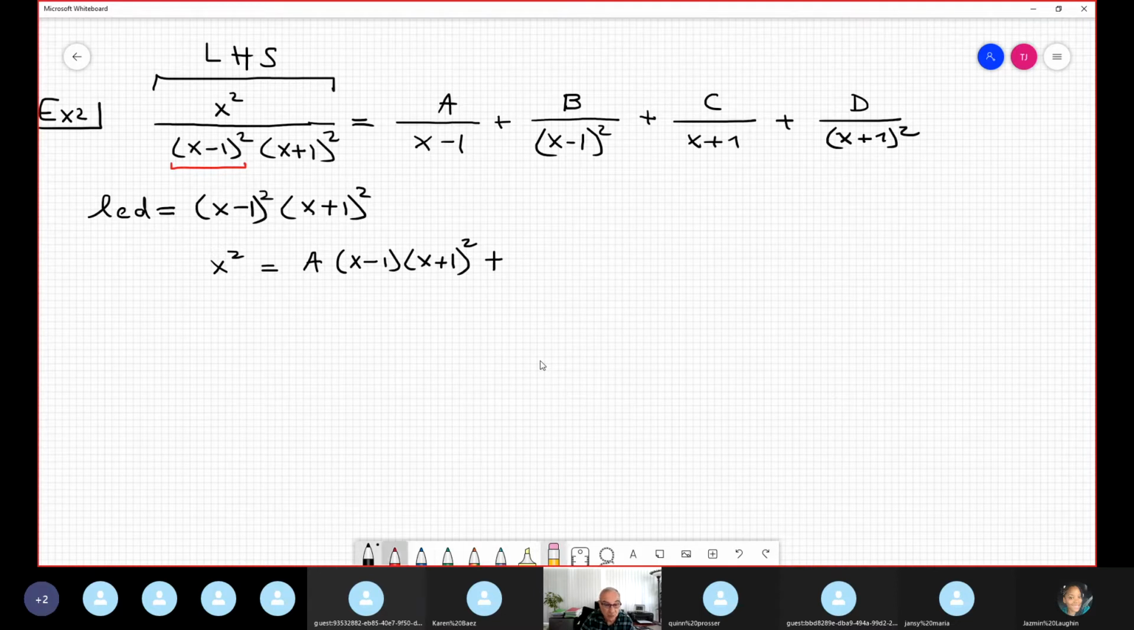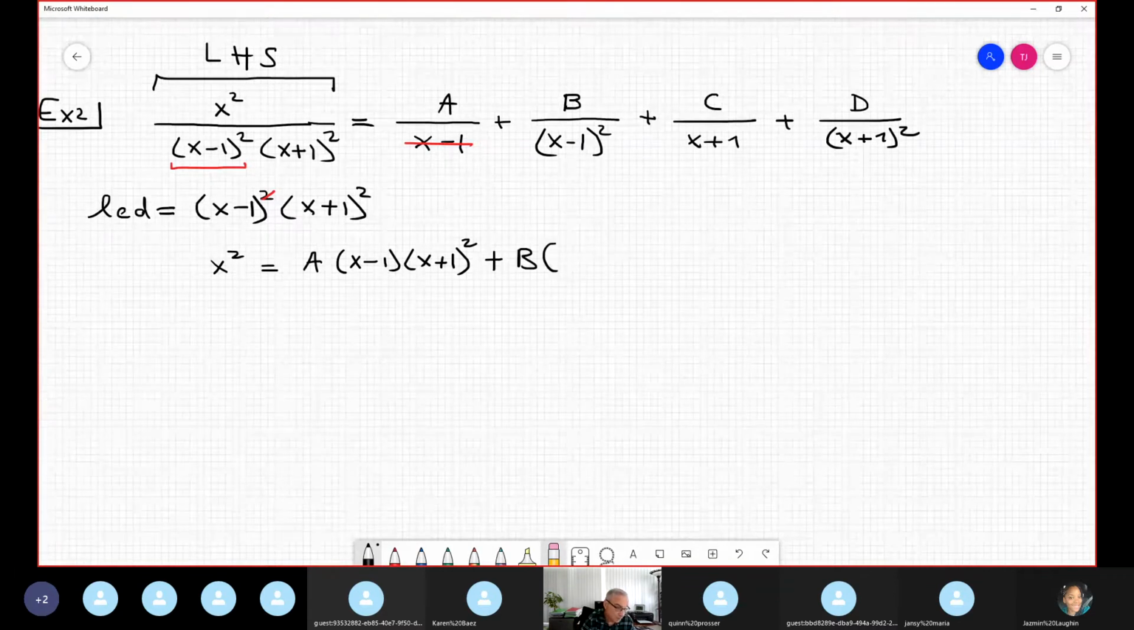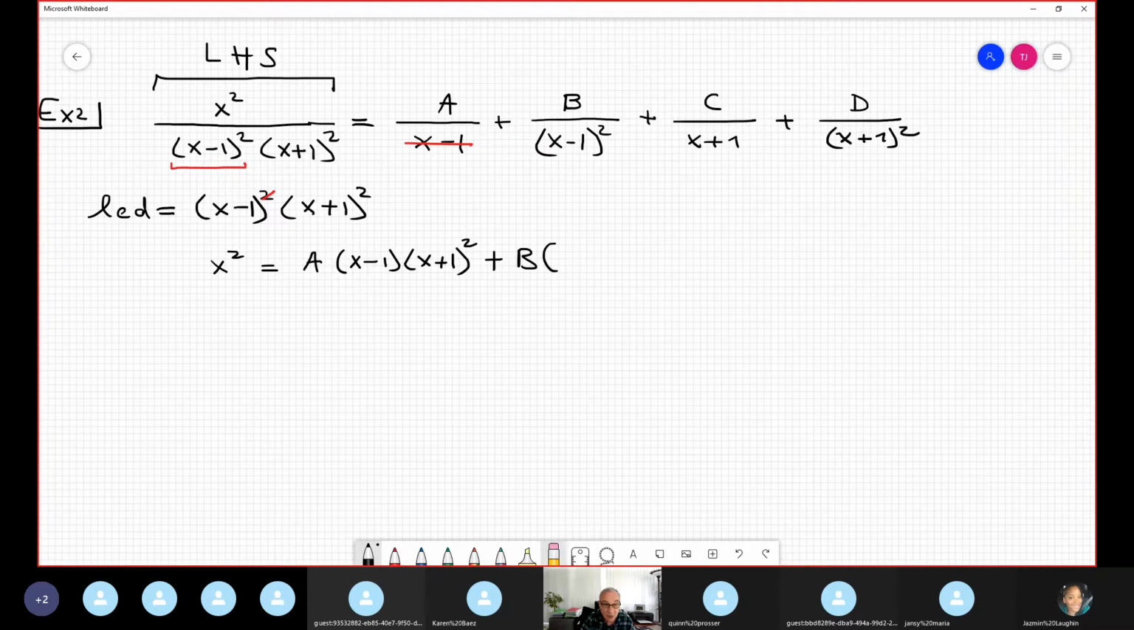So mentally, you suppose that this is cancelled with this, and what stays is x minus 1 and x plus 1 squared. Plus B. Similarly, well, not similar. x minus 1 squared cancels out completely, so only x plus 1 squared stays. Plus C times x plus 1, one time, so only 1 stays, and x minus 1 squared. Plus D times x minus 1 squared.